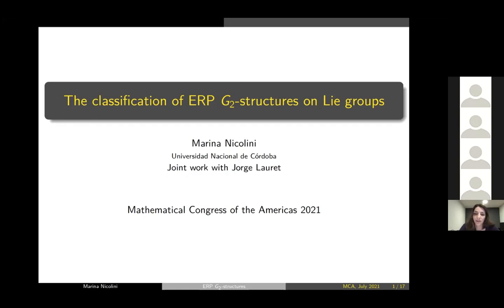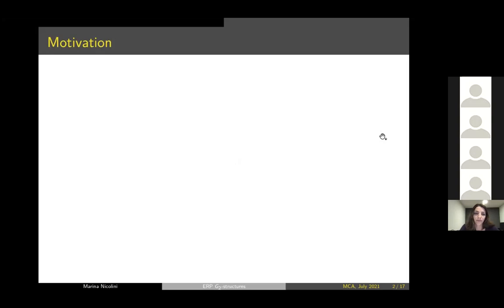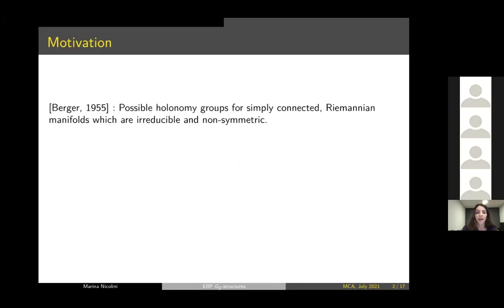So to start, I would like to give a motivation of why people study G2 structures. As you all must know, in 1955, Berger classified all the possible holonomy groups that a simply connected irreducible Riemannian manifold could have. And this was a list. In particular, it appeared the Lie group G2, the simple exceptional Lie group G2. But at that moment, there were no known examples of Riemannian manifolds with holonomy containing G2.